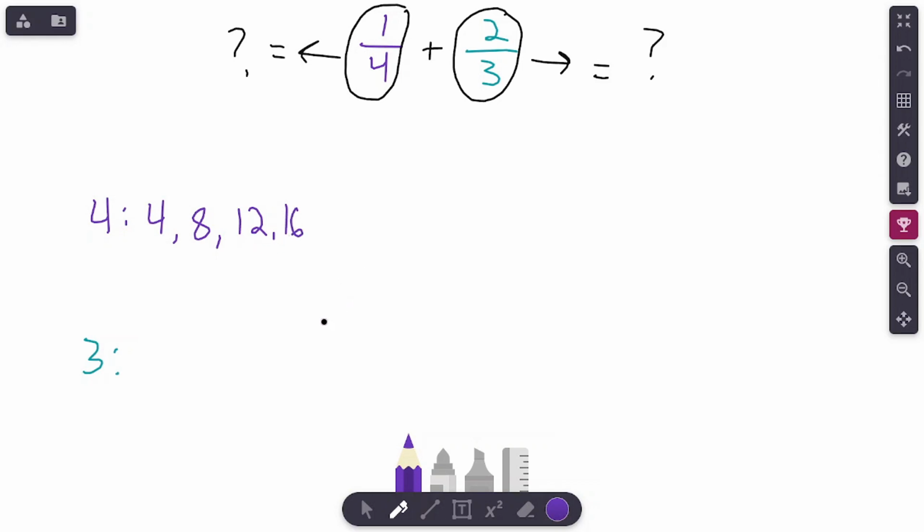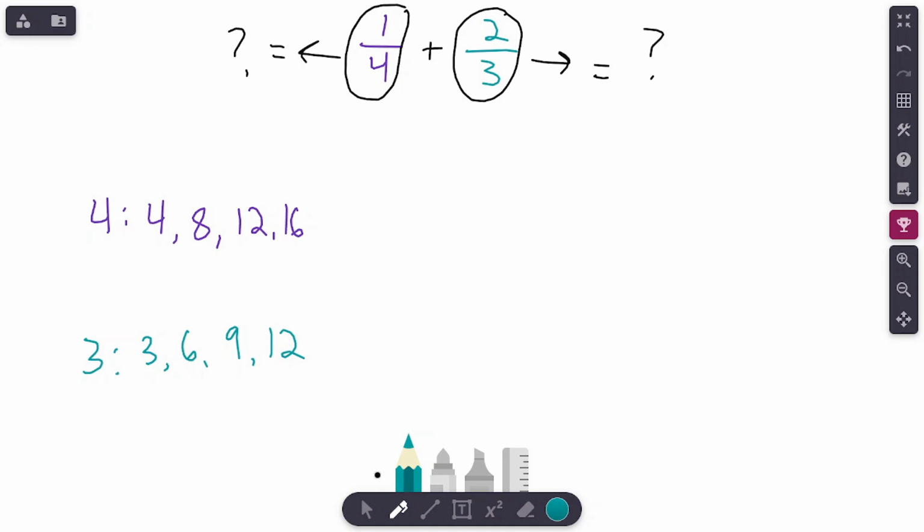And a lot of times students ask me, Mr. C, like how many times should I skip count? You know, it's a good question. And I usually just tell students, I usually go 3 or 4 just to start. And if I still don't have a common denominator, I'll keep going, and I'll show you what I'm talking about. Same thing with this 3. Skip count by 3s. So you've got 3, 6, 9, and 12.